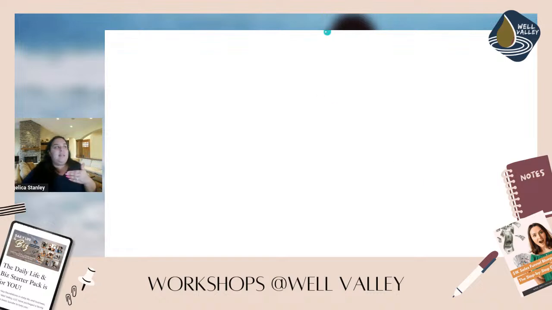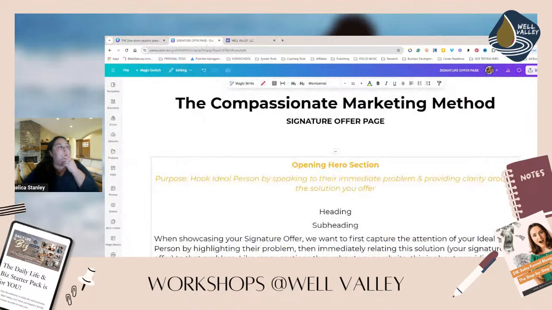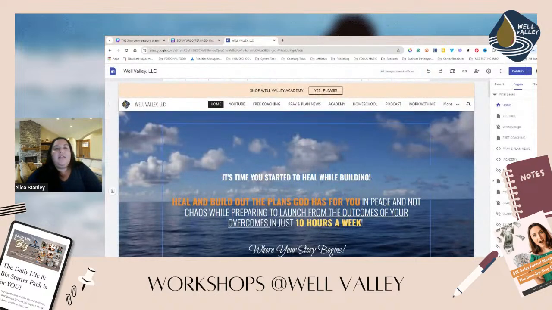Okay. So in that, I want to go ahead and exit out of my presentation screen, and I am going to pull up a blueprint. This is just a document. It's a Canva document that I have transposed and updated and just really worked on to help you understand the anatomy of a sales page. Now, when I come over here, this is my actual website. This is my actual website for Well Valley.